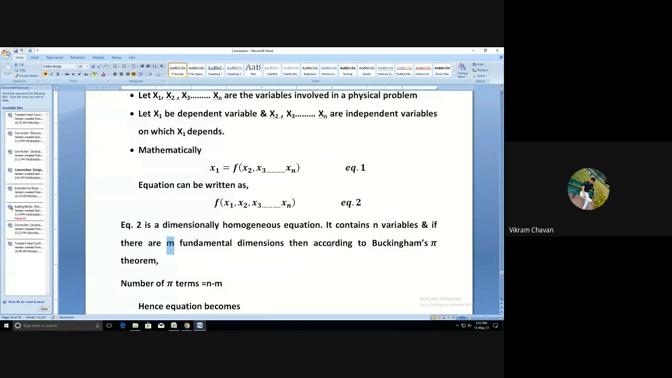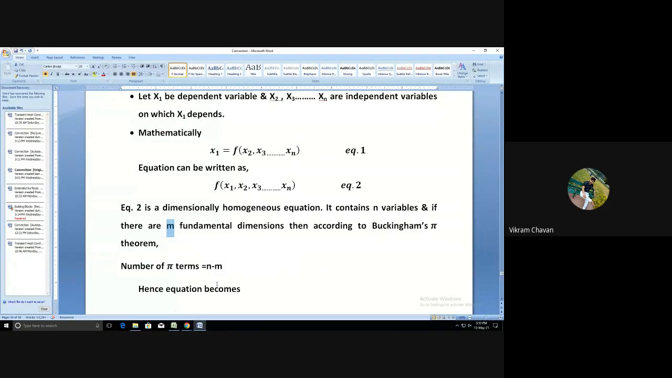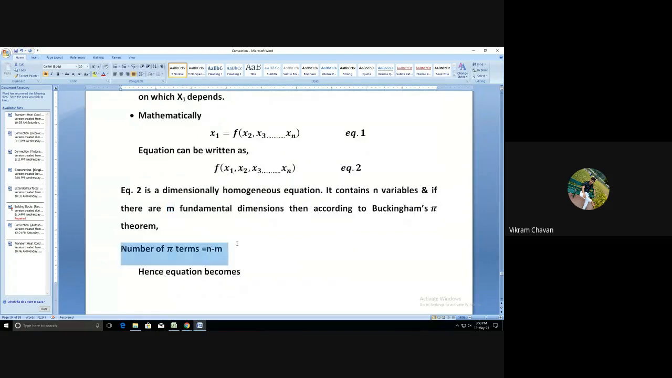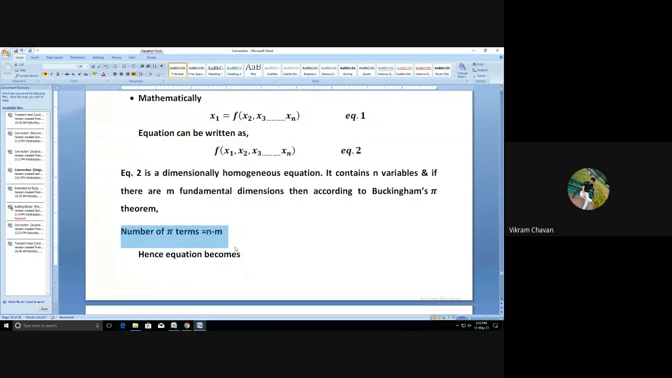Okay, then according to the Buckingham pi theorem, the number of pi terms is nothing but the number of dimensionless terms. So the number of pi terms will be equal to n minus m. So we'll get n minus m number of pi terms.